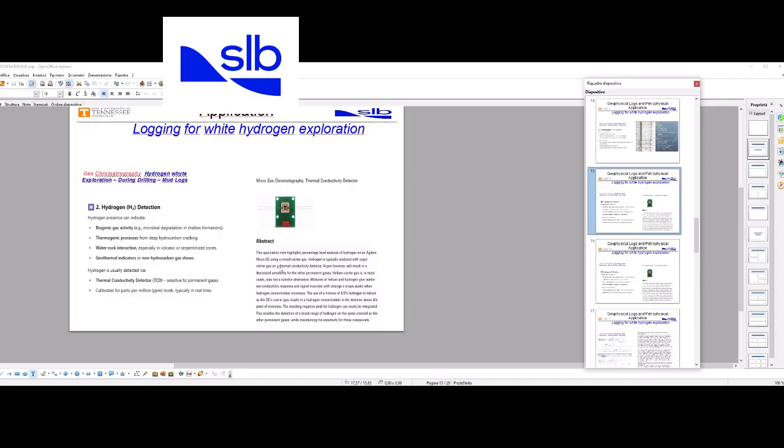In the application of micro GC using a mixed carrier gas, hydrogen is typically analyzed with a carrier of argon or other inert gas. Argon or lower will result in a decrease in sensitivity for other permanent gases, for example helium. So the use of a mixture of hydrogen in helium is relieved by this system, and we are testing this new wireline.